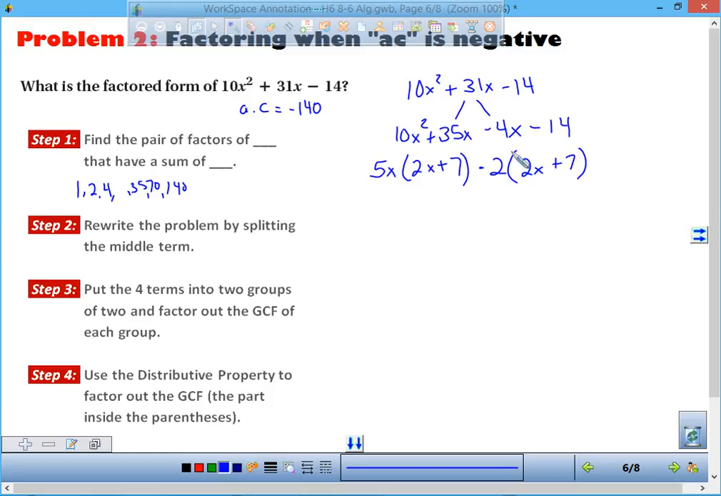Okay, so you have to be careful. The reason I took out negative 2 is because I needed all of the inside to be positive. Notice right now they're both negative, so to change it back to positive, my GCF needs to be a negative number. Okay, so now I'm basically almost done here. My first binomial is going to be 5x minus 2, and the second binomial is the common inside, 2x plus 7. And that would be the factored form of this trinomial.